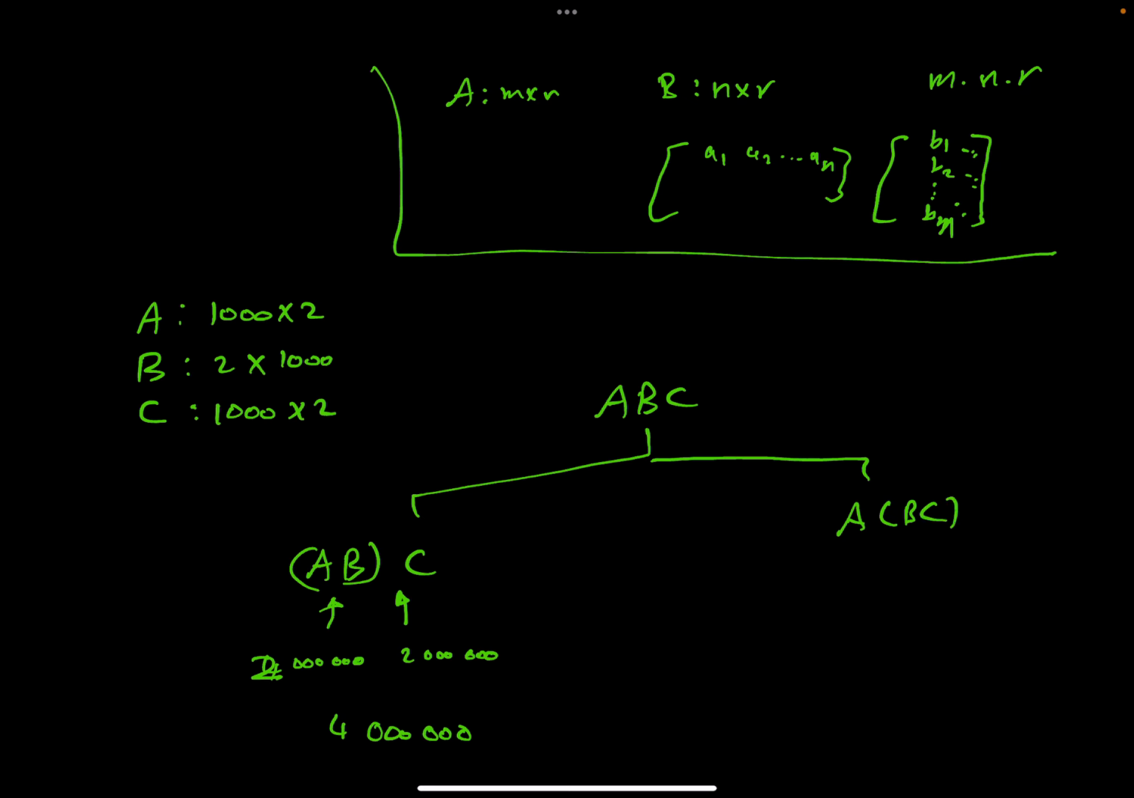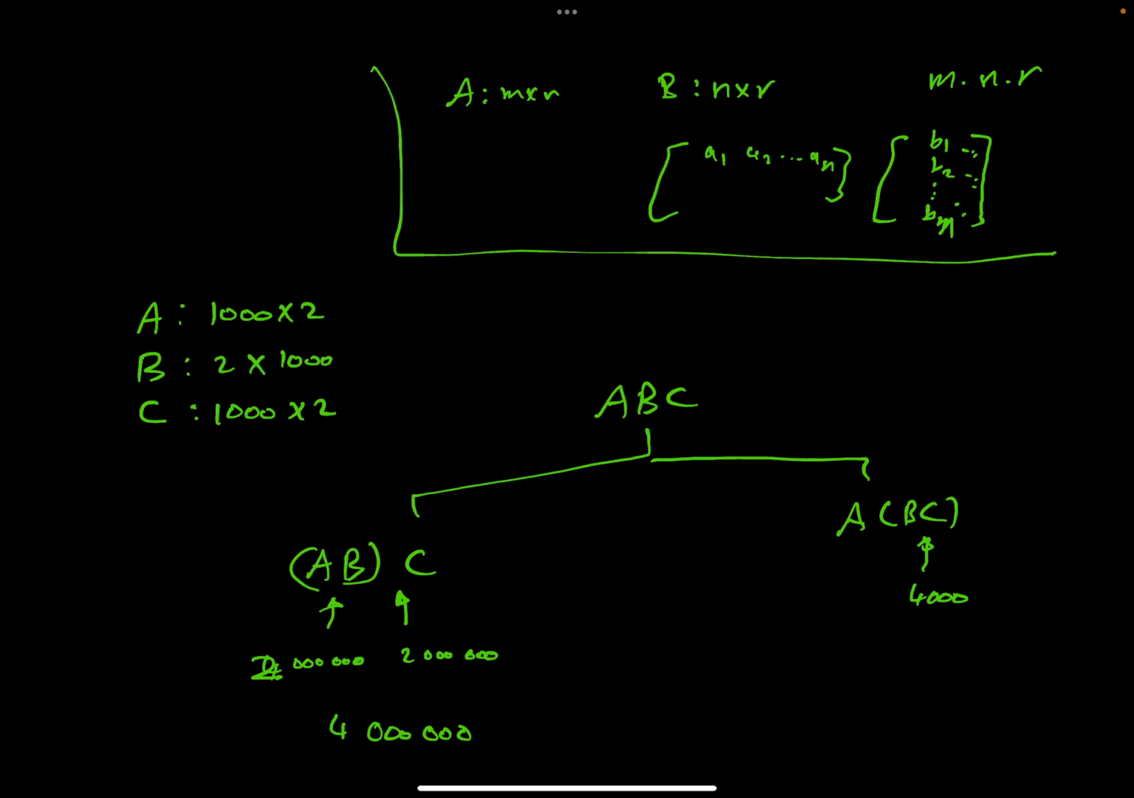So let's first multiply B by C. B is 2 by 1000. C is 1000 by 2. How many scalar multiplications? 2 by 1000 by 2 is how much? 4000. What's the size of BC? 2 by 2. The resulting matrix is 2 by 2, right?